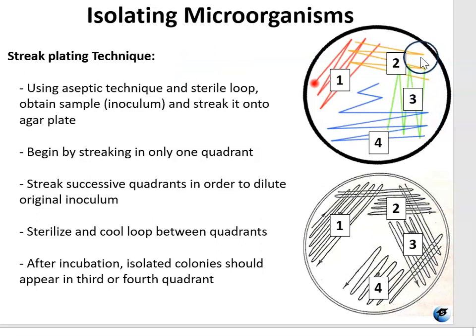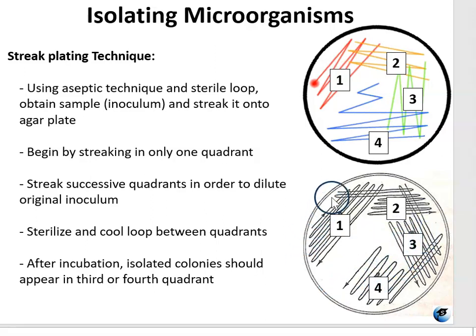And then pull a little bit from the second quadrant and streak it out into the third. And then one more time, get another sterilized loop, and then pull a little bit out from the third into the fourth. So what's happening here is there is a dilution of the cells from one quadrant to the next. And eventually this is hopefully going to lead to you having individual cells that are deposited onto the agar surface. It usually happens in the fourth quadrant, sometimes the third quadrant.